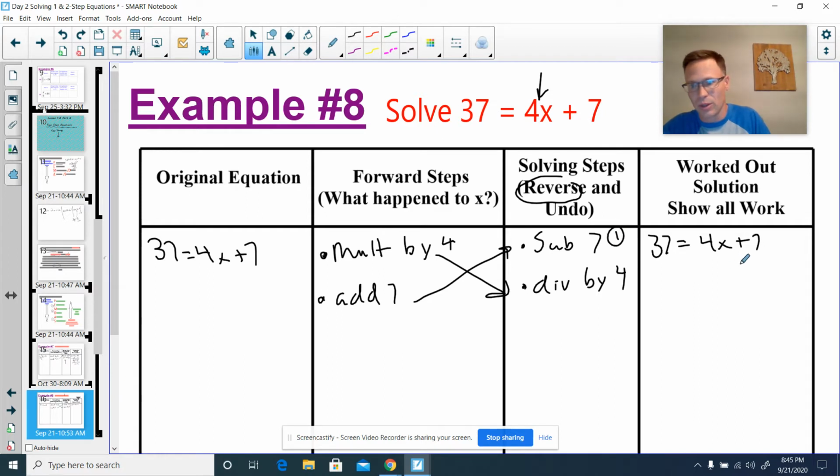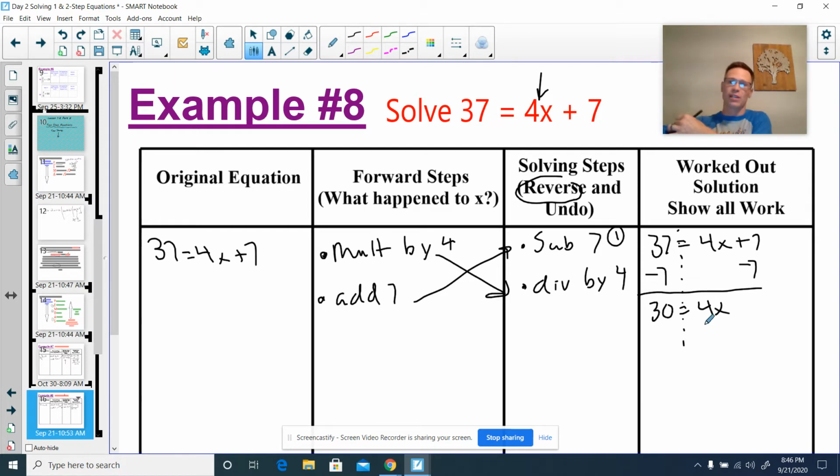First, I'm going to subtract 7 from both sides of the equation. 37 minus 7 is 30. That leaves me with 4x. Now, you're probably thinking to yourself, Mr. Vesbach, that does not go in evenly. And that's fine. We can get a fractional answer. No big deal. I'm still going to follow my instructions. I'm going to divide by 4. Whatever I do to one side, I do to the other.